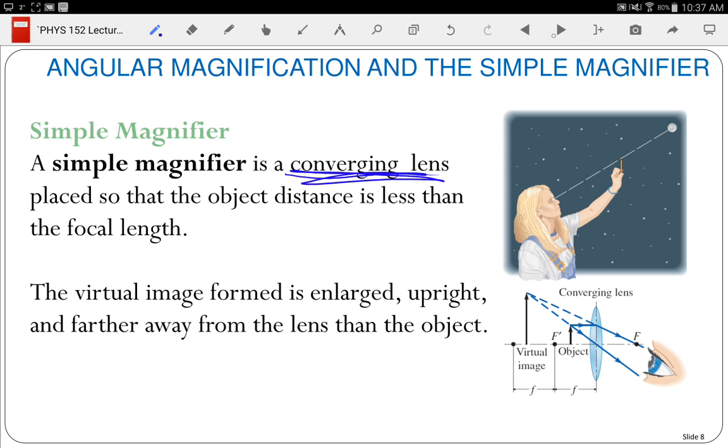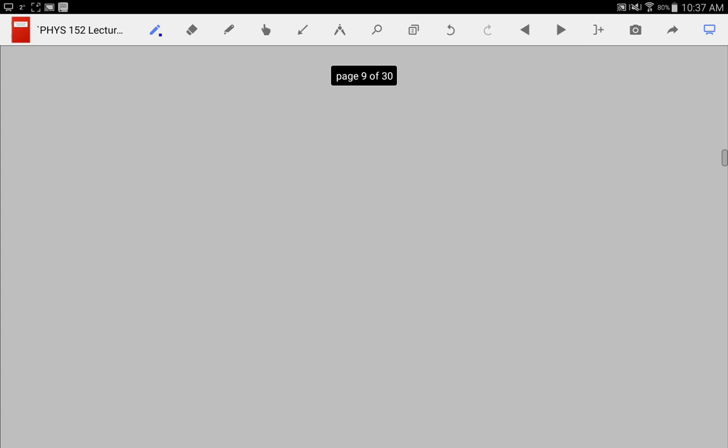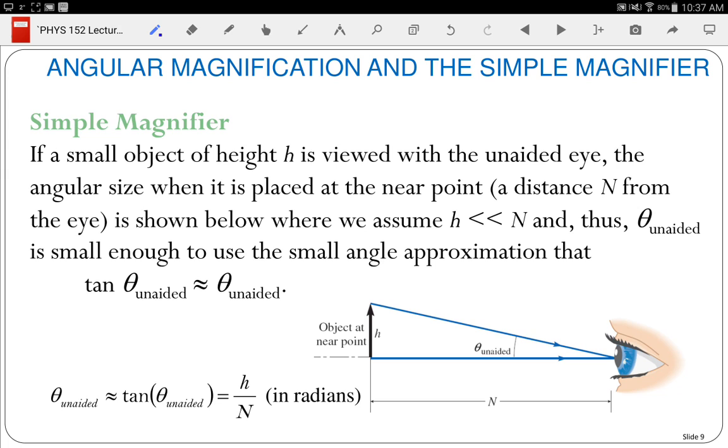Now let's go through the details of how we get the magnification with that. So we start with unaided vision. Unaided vision, the closest I can bring the object to my eyeball is, by definition, my eyeball's near point. Now, for our standard calculations, we will use N equal to 25 centimeters. I know it's different for everybody, but to make life simple, we just use N equals 25 centimeters for the near point. So I have an object.